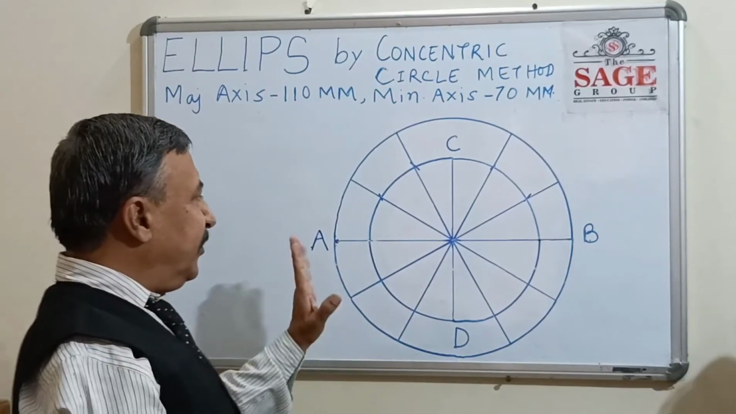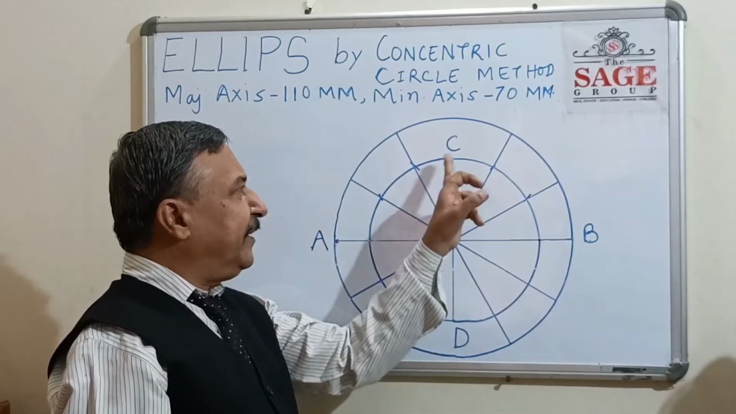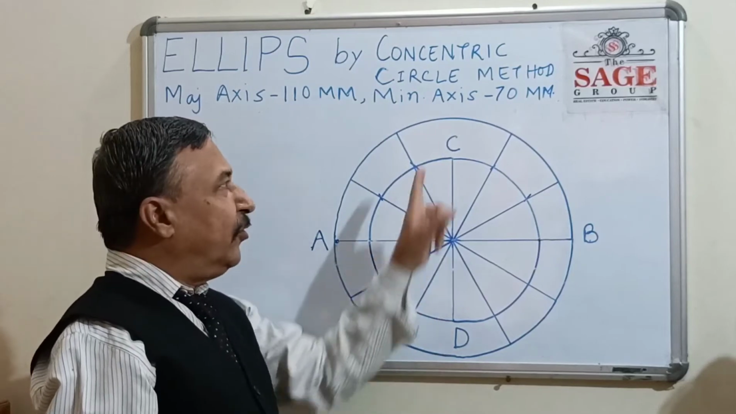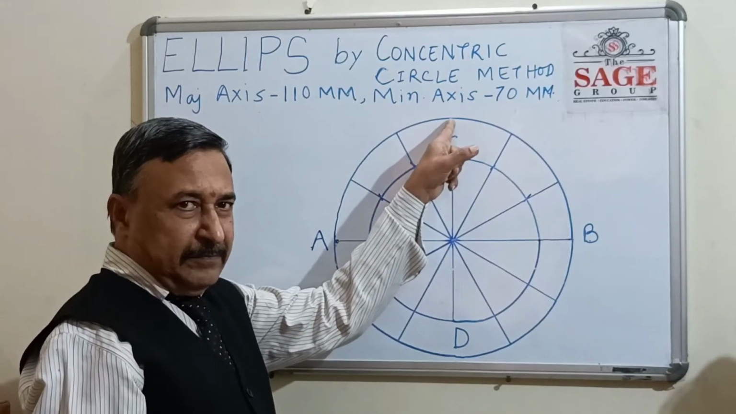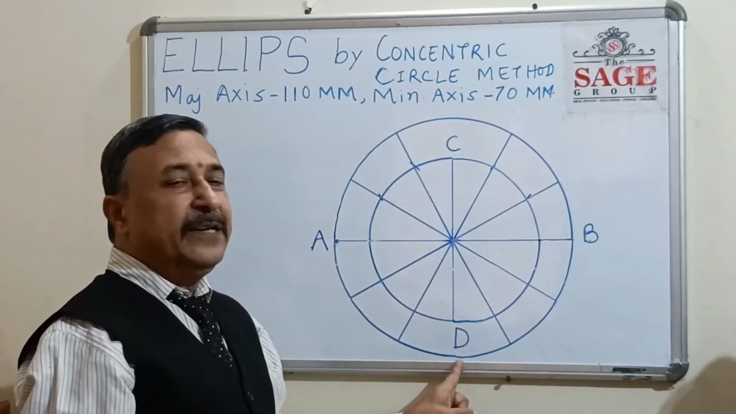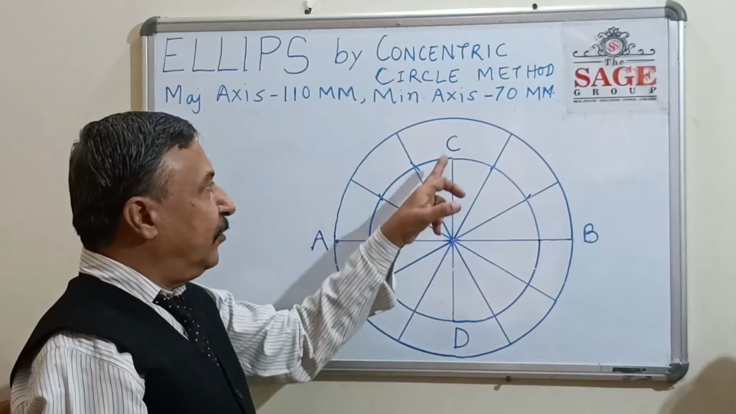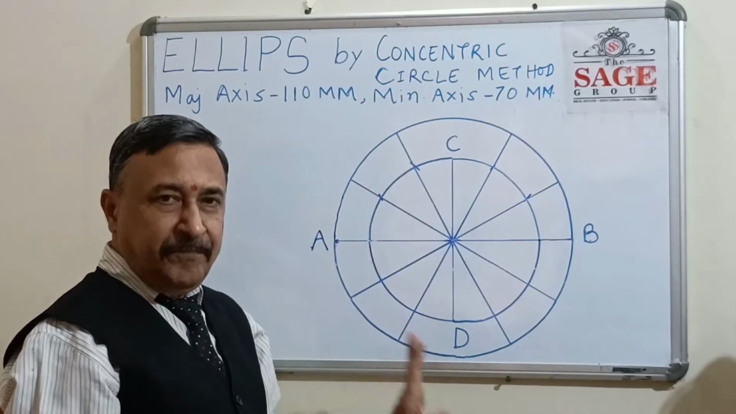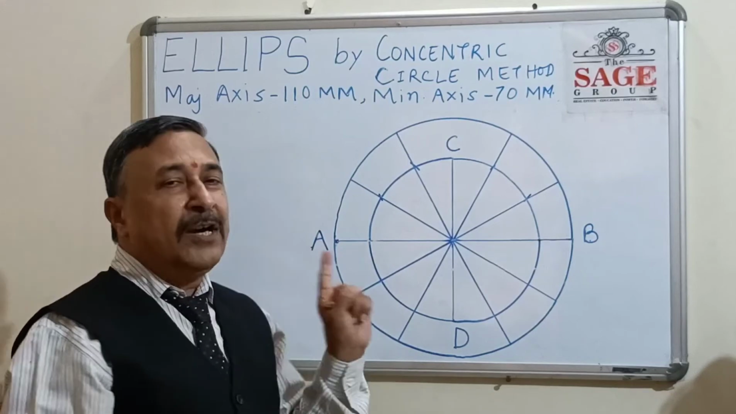Okay? Now see here, this is A, this is B, this is C, and this is D. So there is no need to part here, no need to part here. So please don't extend this line. Now we have got some points.